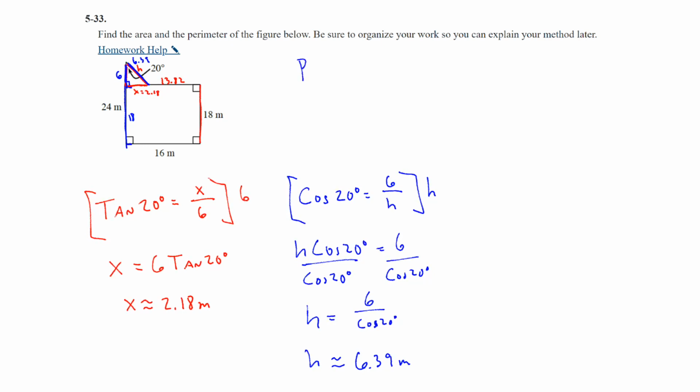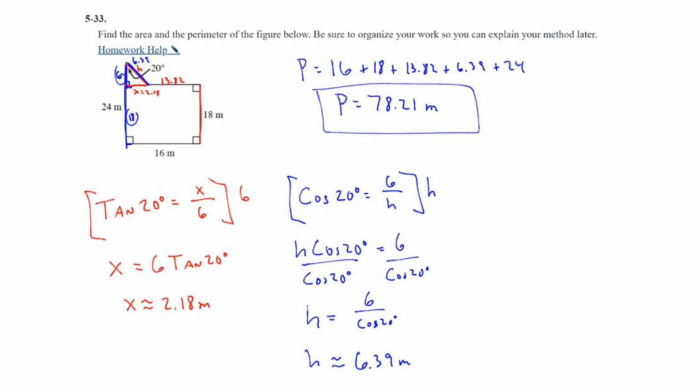So to find the perimeter, we'll just add up all the sides. Start with the bottom, 16 plus 18 plus 13.82 plus 6.39 plus, and we'll go the full length, 24. So we won't worry about that 6 because it's 6 plus 18. That gives us the full length of 24. And then if we add that up, what do we get? 78.21 meters. Don't forget a label. There's the perimeter. Now let's get back to the area.